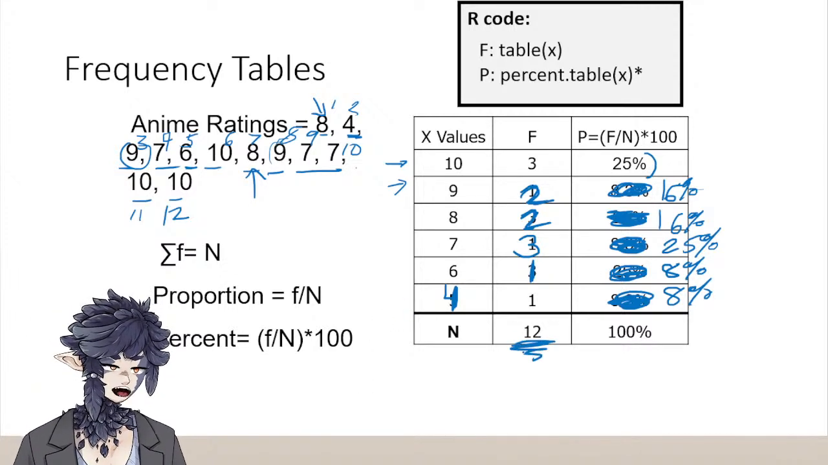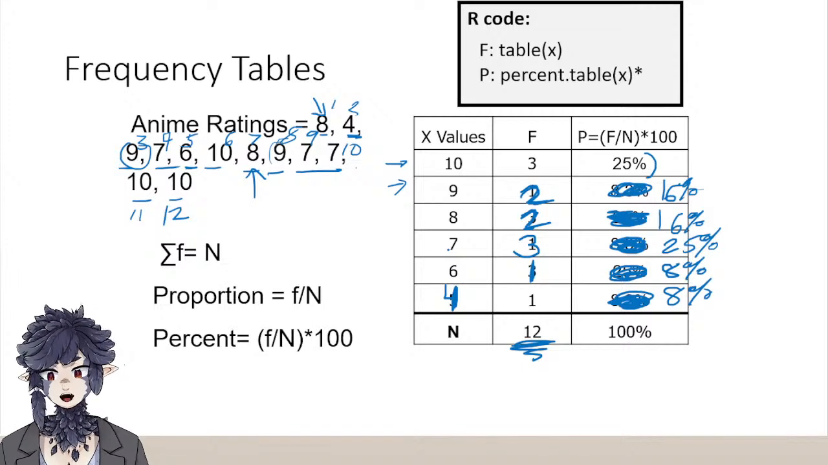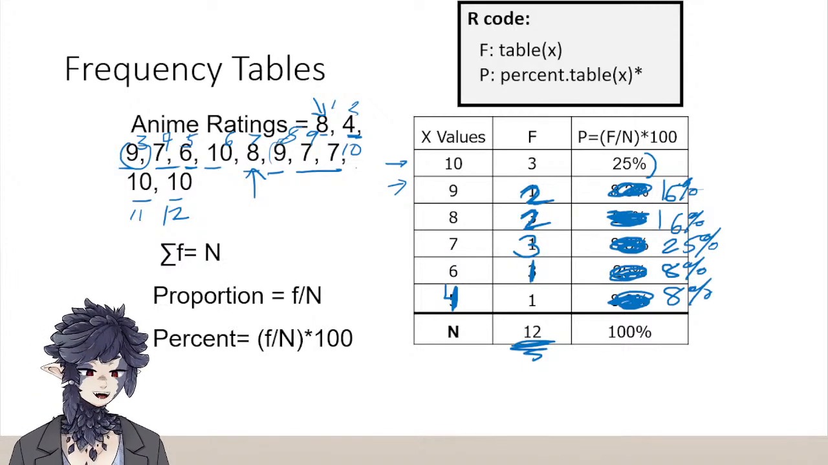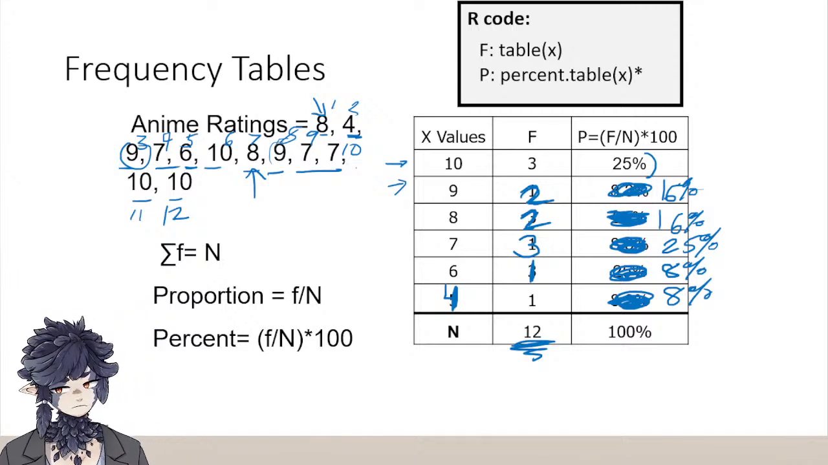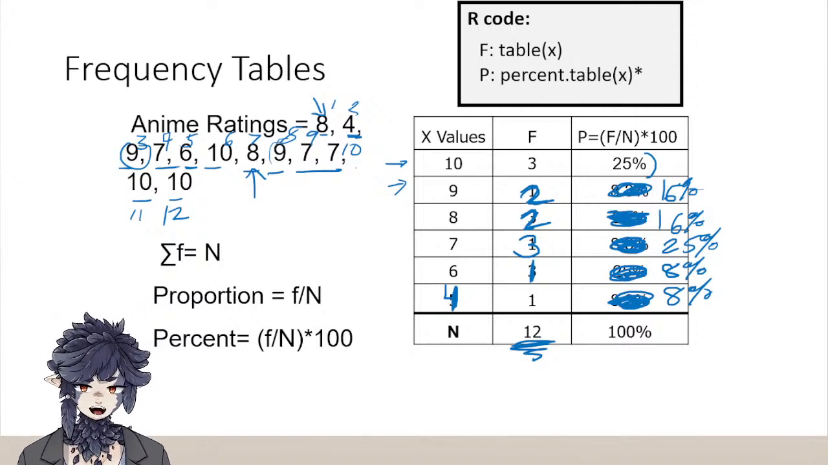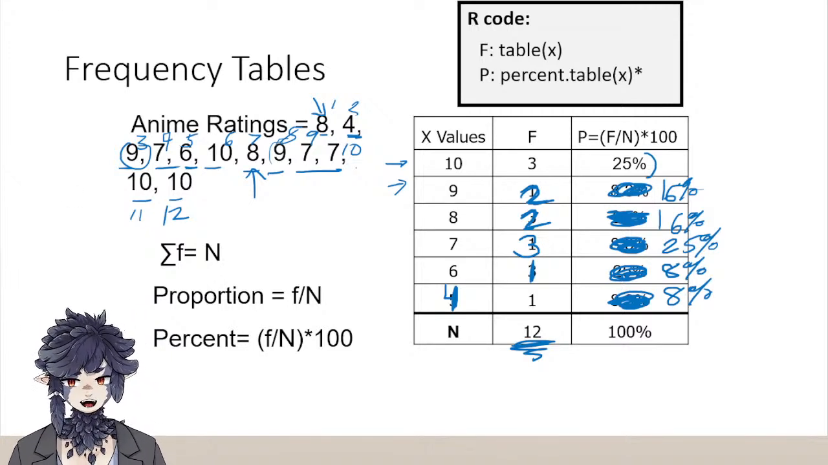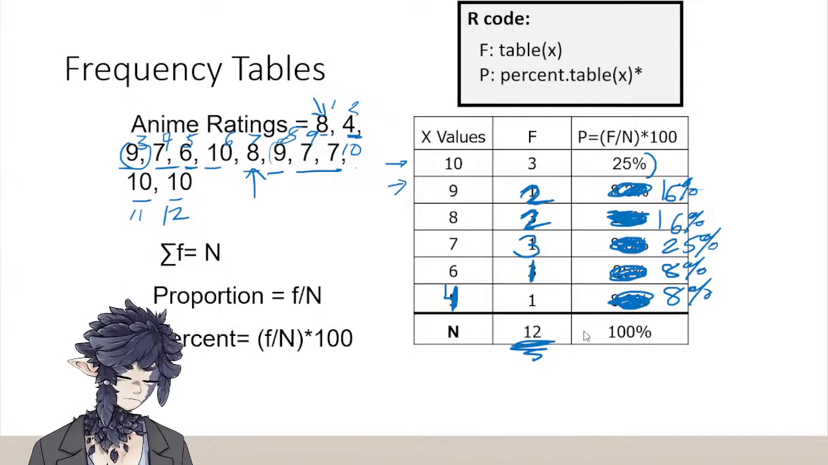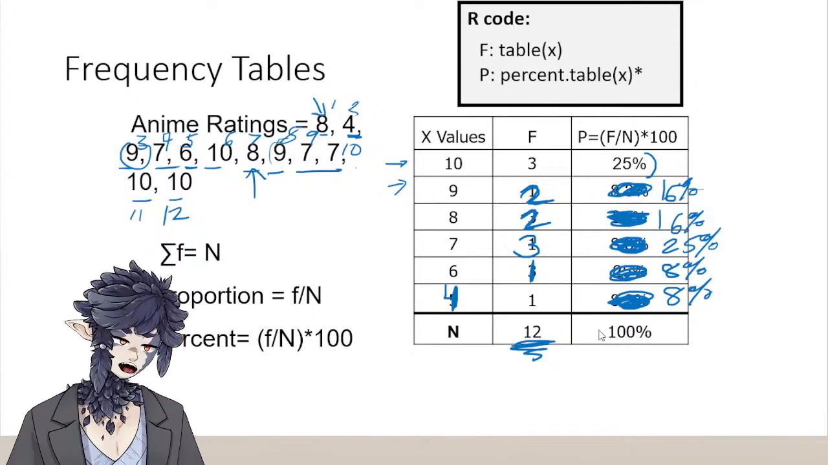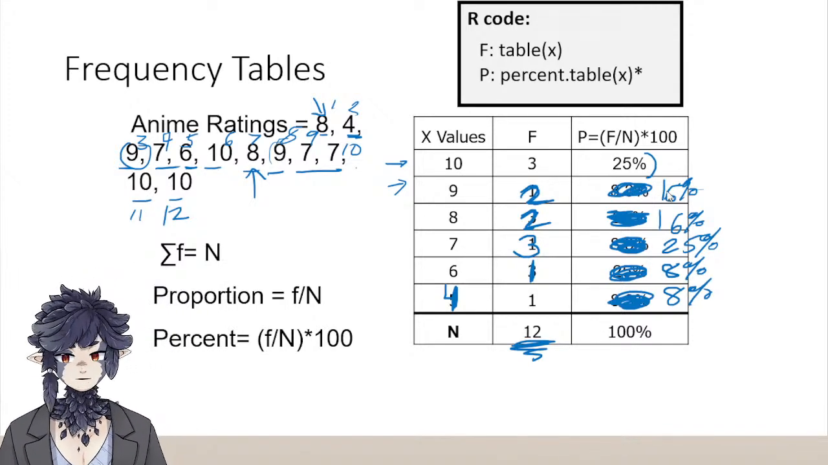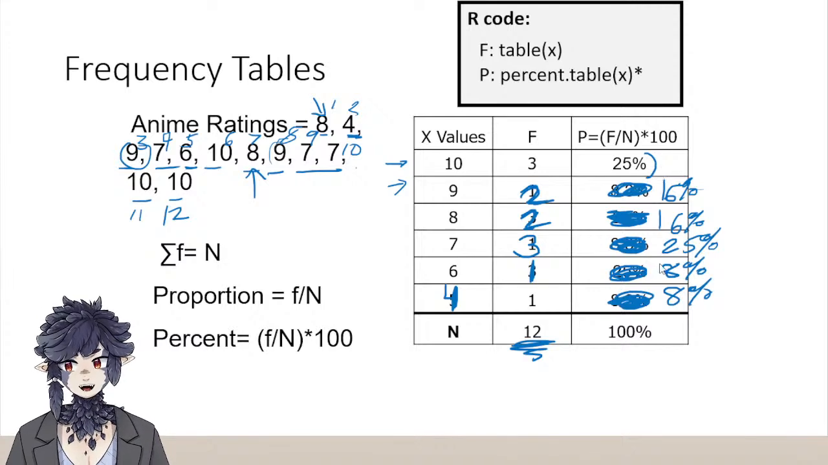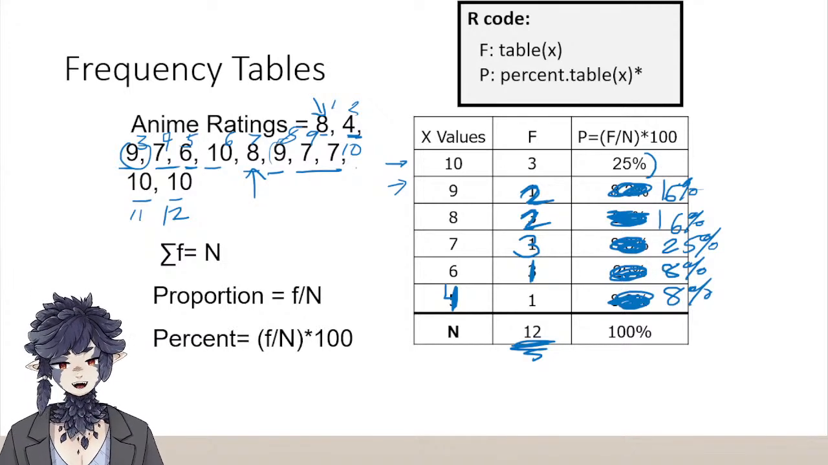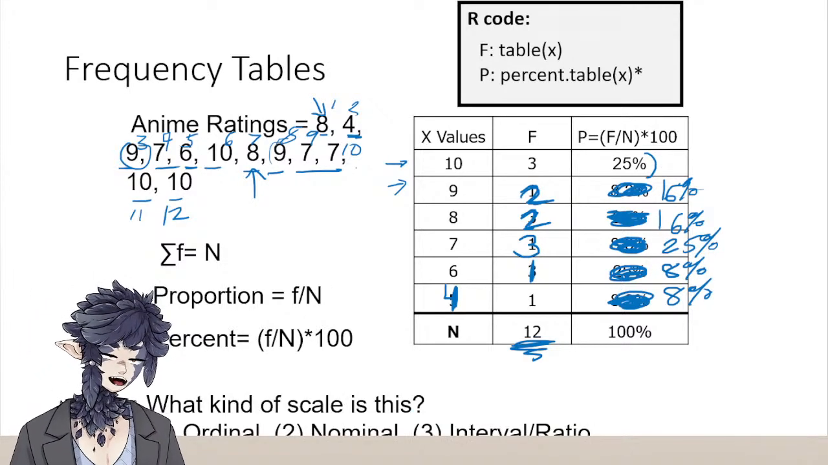This number on the bottom, N, is the total sample size. It's how many anime there were total, or how many data points you had total in here. Oh, there we go. So that's what that N stands for, and this 100% is like the total percentage. All of these percentages should add up to 100 because it's accounting for the total percentage.